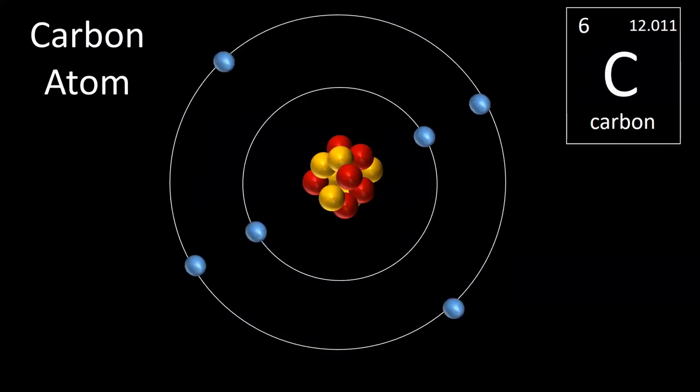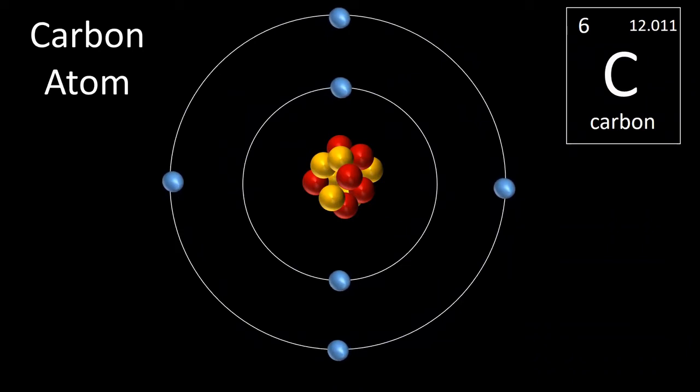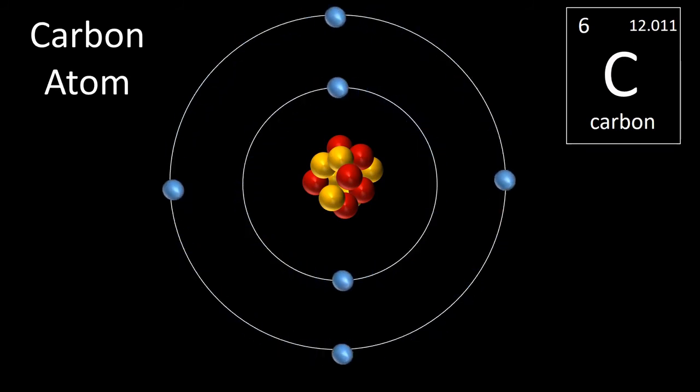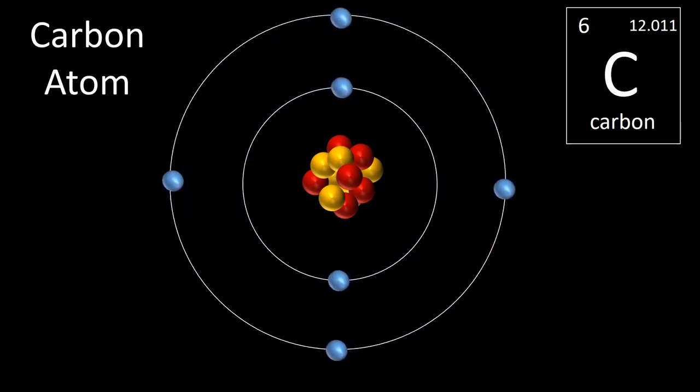There exist energy levels in electrons. As you can see in the picture or the animation, there are two outer rings. The closer the ring is to the nucleus, the lower the energy level, and the energy levels increase the farther away you get from the nucleus.